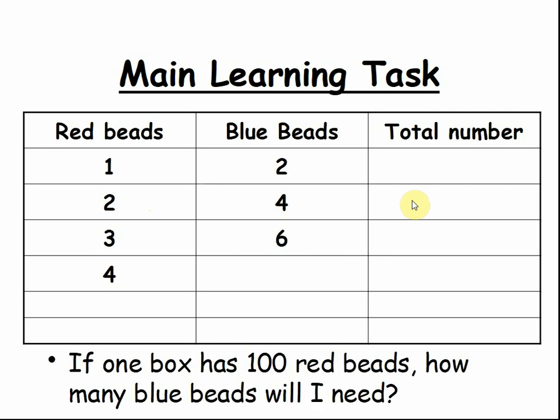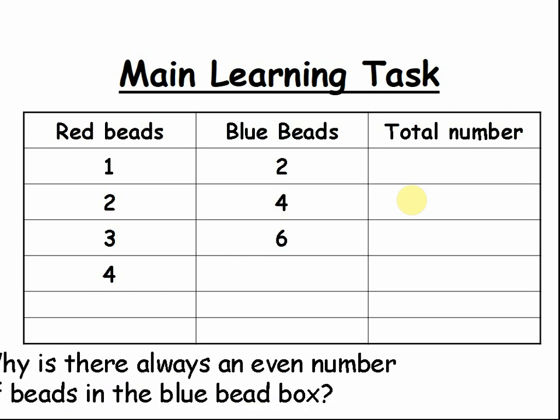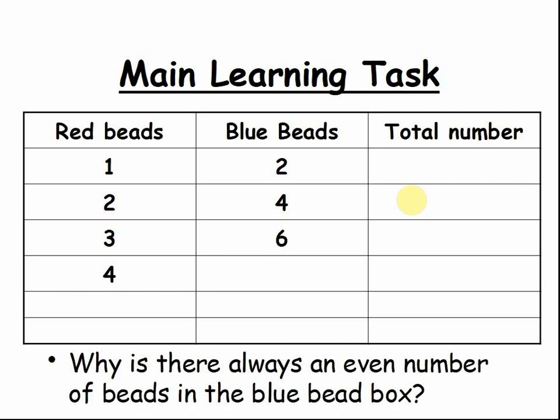If one box has 100 red beads, how many blue beads will I need? Pause the video and work out the answer. Why is there always an even number of beads in the blue bead box? Pause the video and explain your answer. The answer is because the blue beads is always a double of the red beads. And of course, if you double, you get an even number.